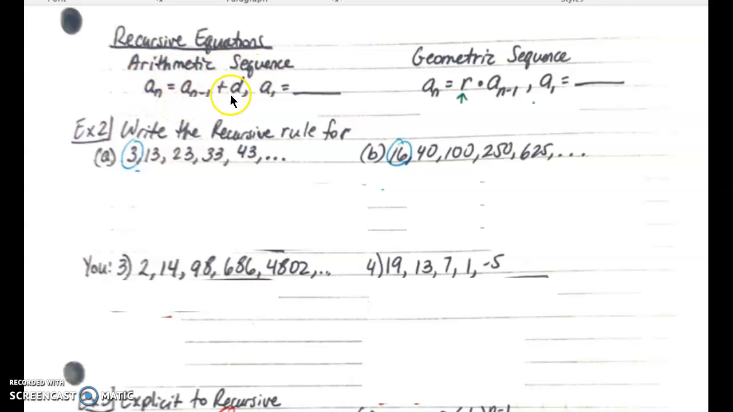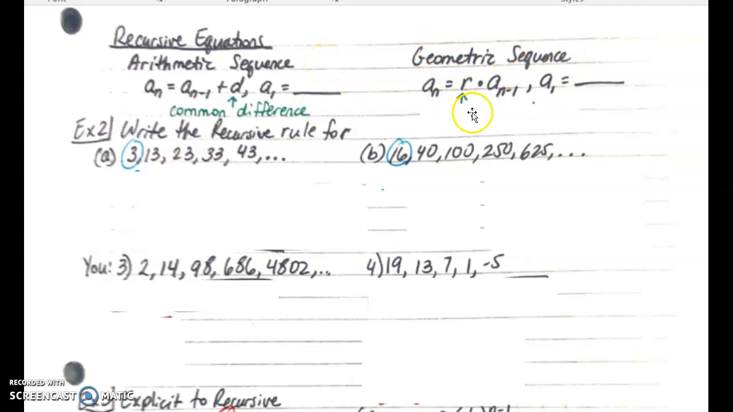For the arithmetic sequence, we're still using our common difference. So we have a sub n is equal to a sub n minus 1 plus d, our common difference. The only other information that we need is our first term of the sequence. So in this equation, the only thing we're really plugging in is d. A sub n and a sub n minus 1 stay as is. And we just find our common difference, and then we write our first term. So a sub 1 equals whatever our first term is.